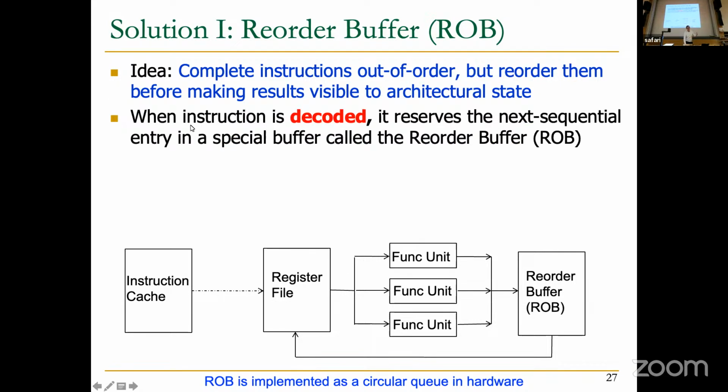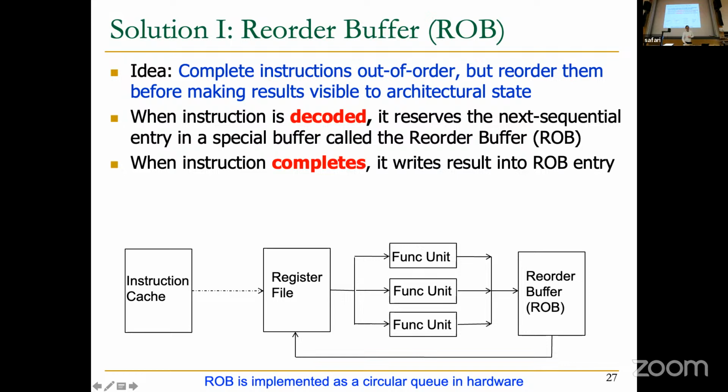So how do we go into the next level? Basically, when an instruction is decoded, remember, decoding is in sequential order. You fetch the instructions in sequential order, you decode them in sequential order. So when an instruction is decoded, you have not seen later instructions yet. So the machine reserves the next sequential entry in a special buffer called the reorder buffer. We're going to see the structure of it in a little more detail. When an instruction completes, meaning it finishes execution in the function unit, it writes its result into the reorder buffer entry that was allocated to it. This could happen out of order.